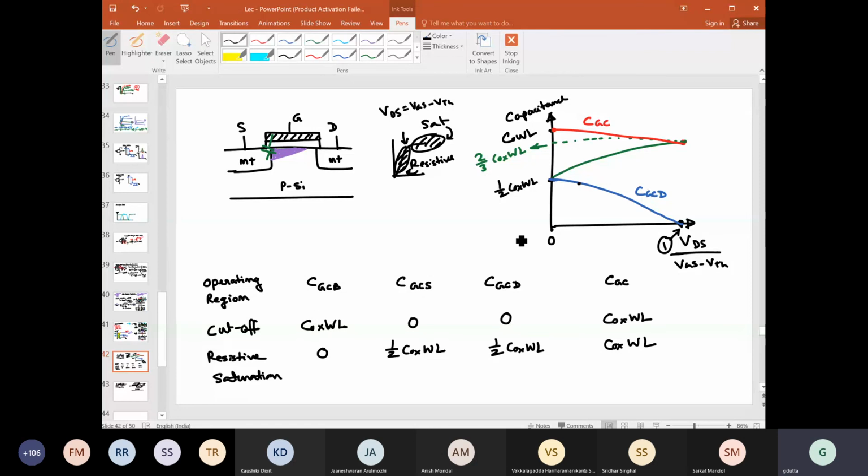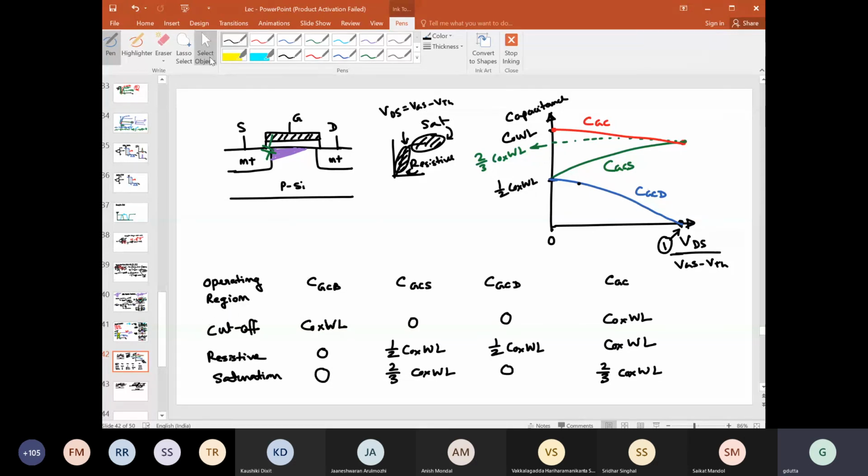So in that case, again here CGCB is 0, right? The value of CGCS is this one, right? I should have written it here. CGCS value is 2/3 of Cox WL. CGCD, this value is 0. What is the total capacitance then? 2/3 of Cox WL. Right.